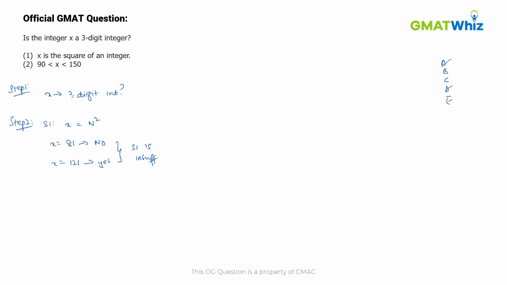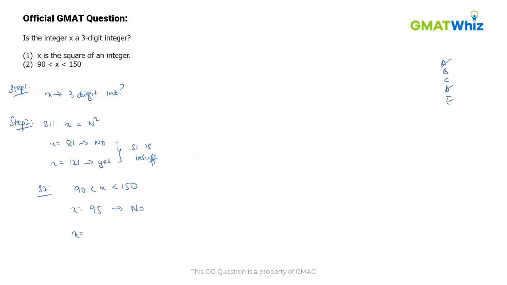We now check the sufficiency of statement 2. In statement 2, we are given that the range of x is between 90 and 150. Now, x can take the value 95, but it is not a 3-digit integer. So the answer to the question would be no.